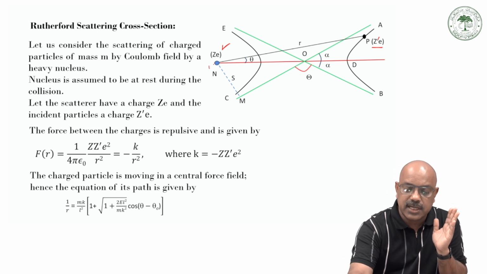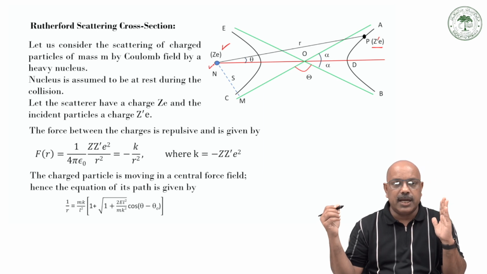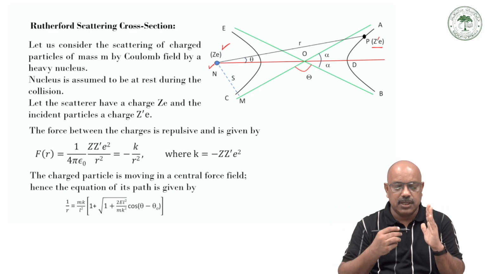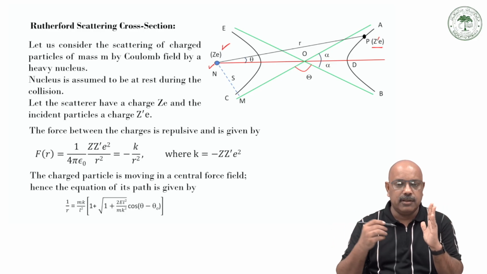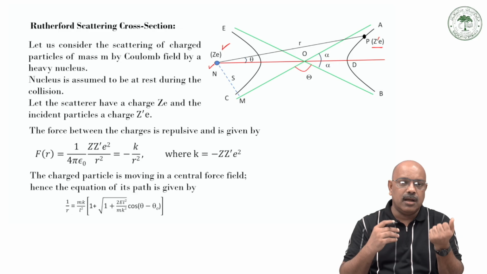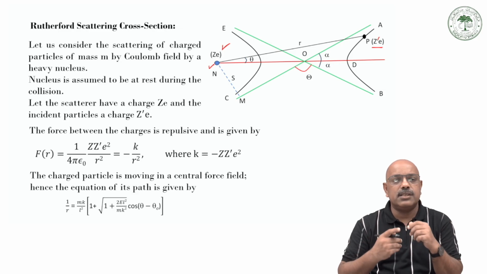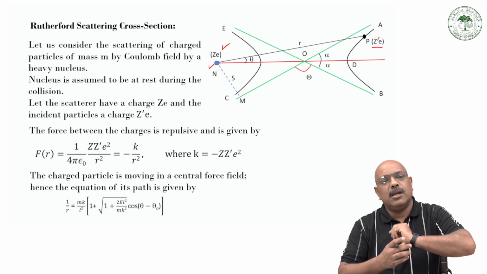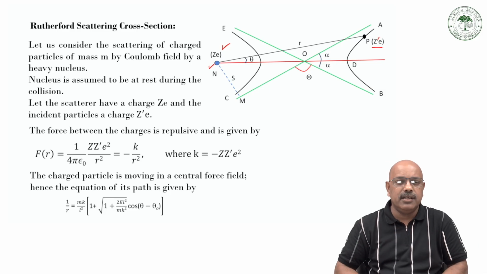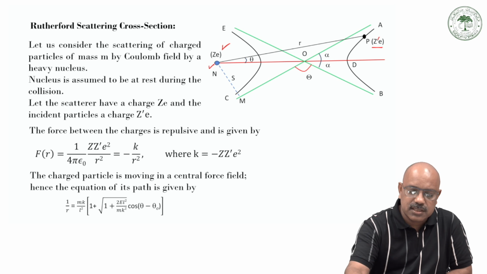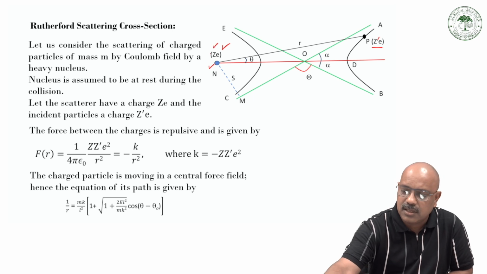So this is at rest, and I have a particle coming towards it in the field of this particular target, which is at rest. This is the heavy nucleus. Now let us have the idea of scattering: the incident particle of charge Z prime e, and how it is going to interact with the nucleus. We know that this one has this charge, and that one has that charge.